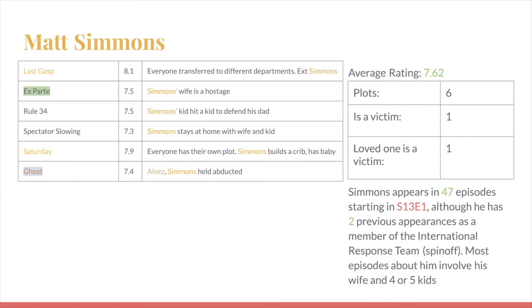Next, we have Matt Simmons. Average rating was 7.62, 6 plots about him, and he was a victim in Ghost as well, and his loved one was a victim in X Part, when his wife is a hostage. Simmons appears in 47 episodes starting in season 13, although he does have 2 previous appearances as a member of the International Response Team, which was one of the spin-offs. Most episodes about him involve his wife and 4 or 5 kids.